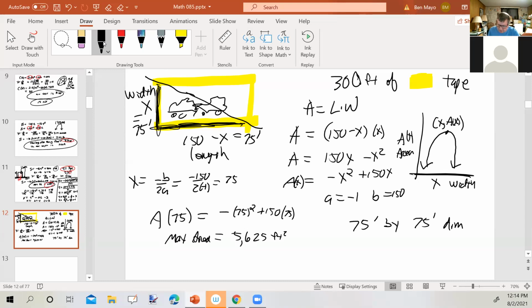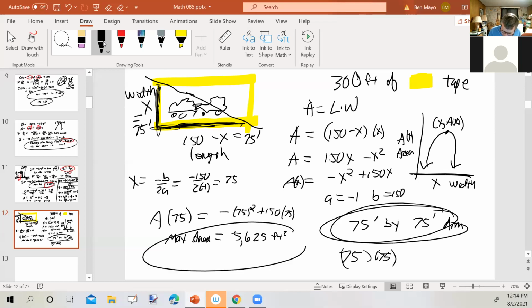Another way we could find it, since we now know the length and the width, we could just take 75 times 75, which also gives us 5625 square feet. So the dimension 75 feet by 75 feet, the maximum area 5,625 square feet. Any questions about that problem?